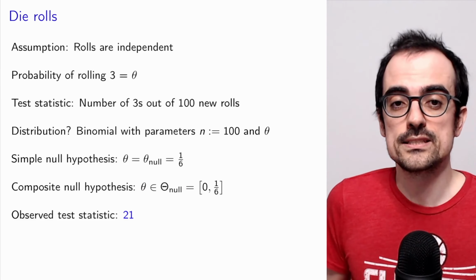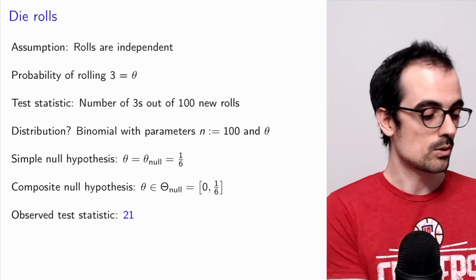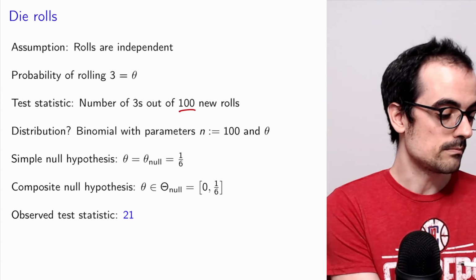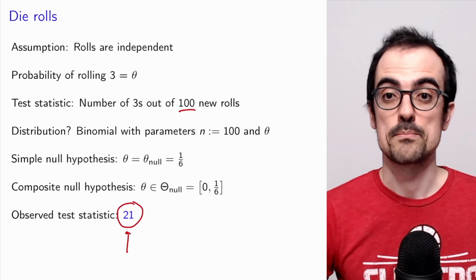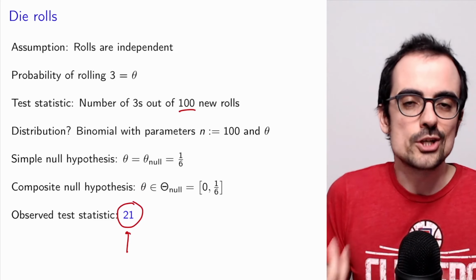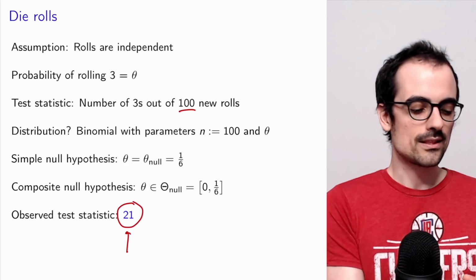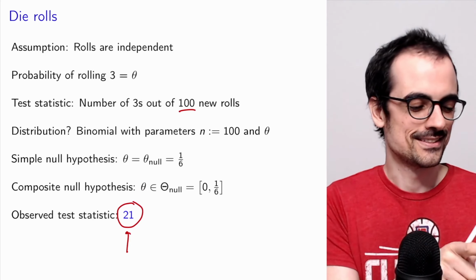Now the observed statistic is equal to 21. Out of the 100 new rolls, 21 of them were purple. Now, how do we determine whether this is consistent with the null hypothesis or not?